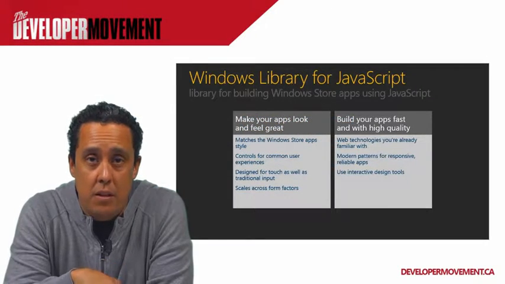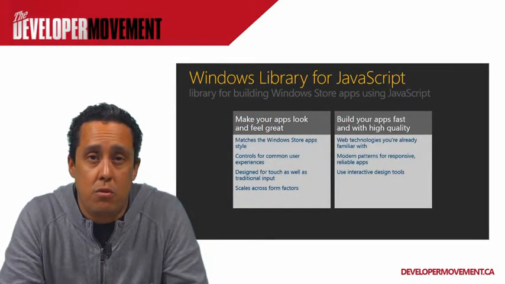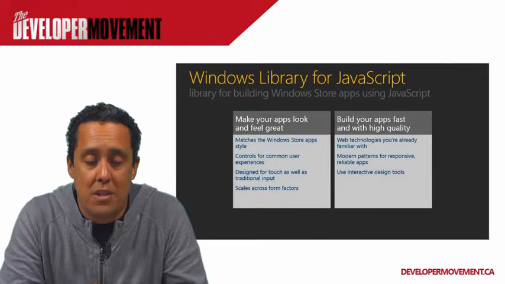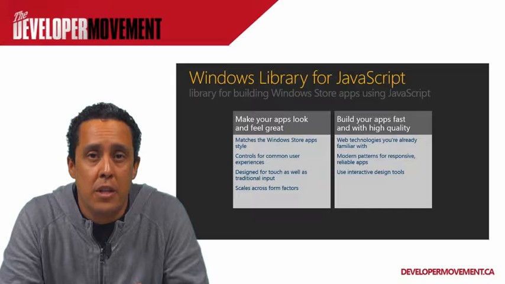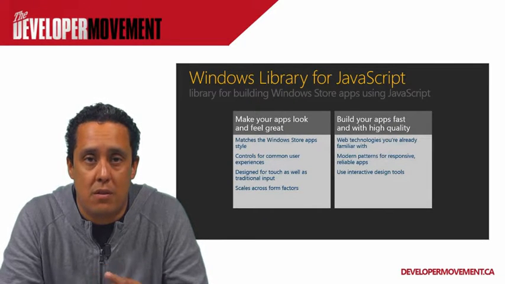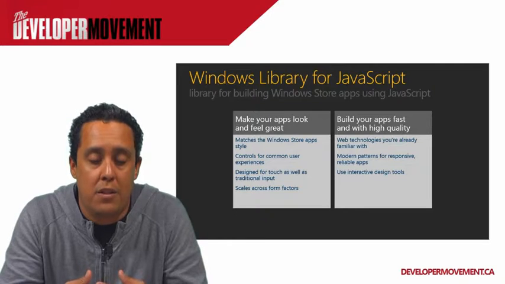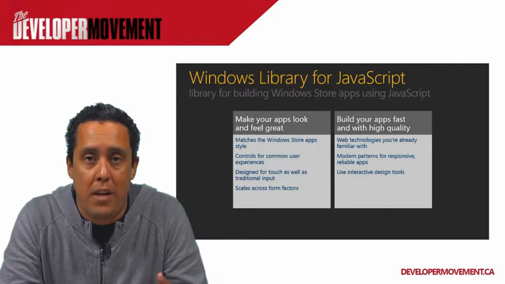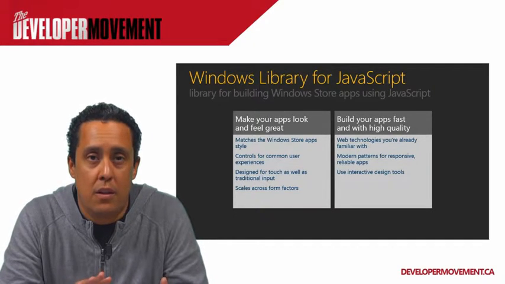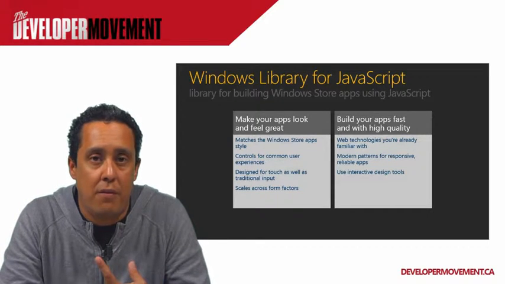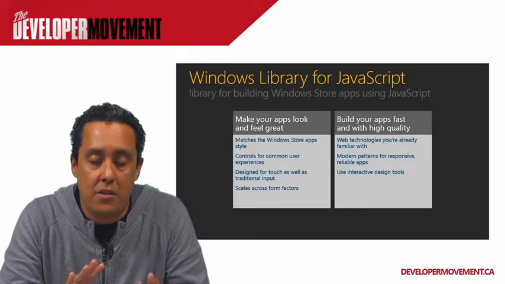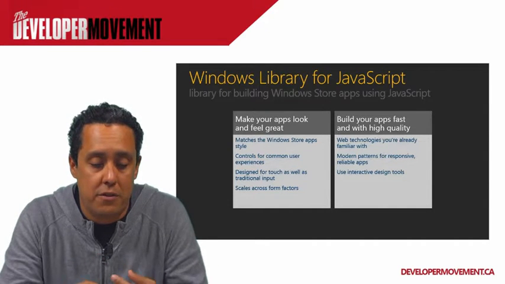The WinJS library allows you to use existing style guidelines, so it gives you a bunch of controls that are available. It's designed for touch, which is key because Windows is a touch-first environment, but it also works with pen, and it also works with mouse and keyboard inputs. So all the controls handle that for you. And it also scales across the different form factors.